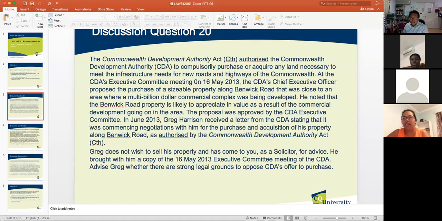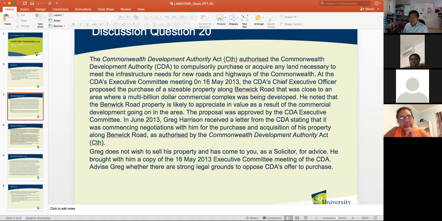Sorry, what was that second question again? So the question really is, assuming that there is a recourse to the AAT, can Greg apply for a review of the decision of the CDA, and in doing so, ask the AAT to rule on the constitutionality of the Commonwealth Development Authority Act?